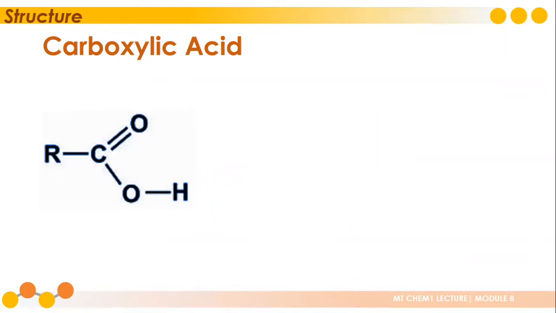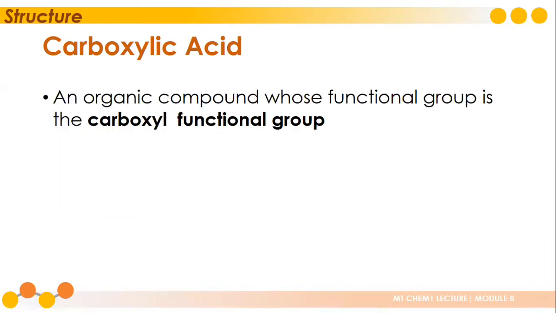There are also abbreviated linear designations for the carboxyl group, and these are COOH or CO2H. For uniformity, we'll be using COOH in our discussion. And upon seeing this COOH, this refers to carboxylic acids. Kindly remember that. Again, an organic compound whose functional group is the carboxyl functional group is what we call the carboxylic acids.